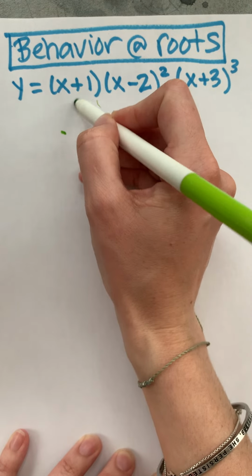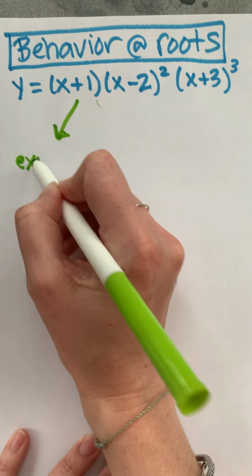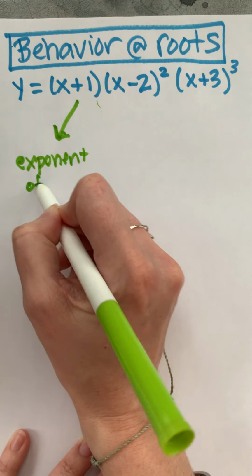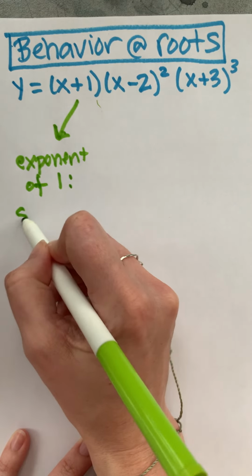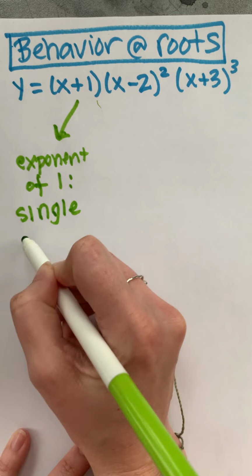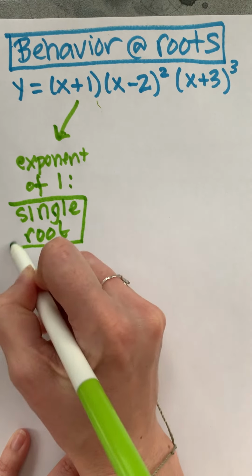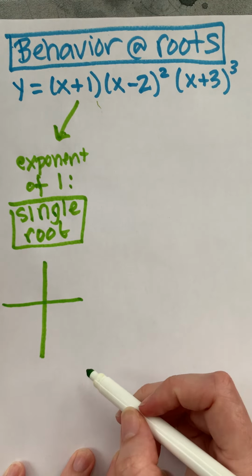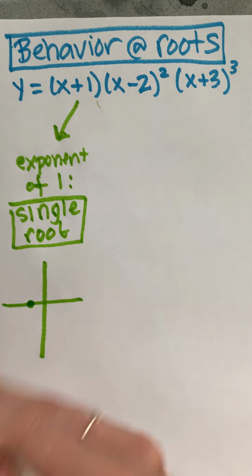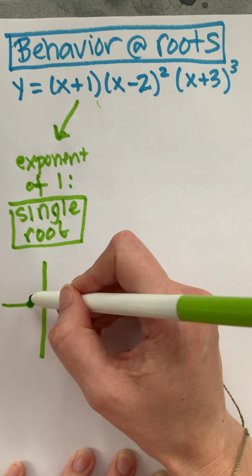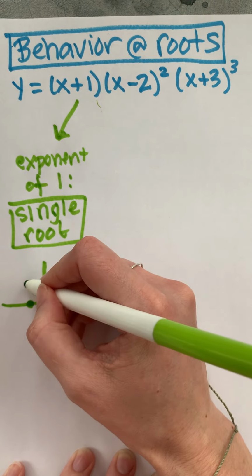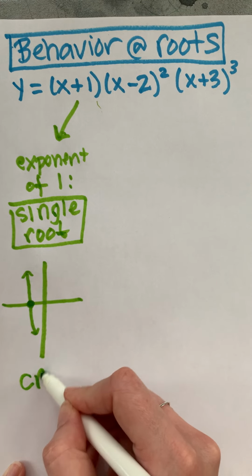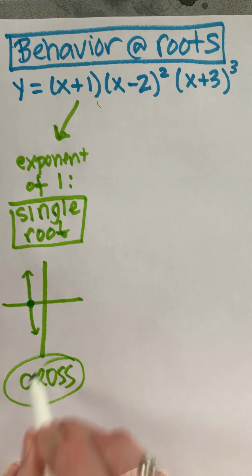So this first one here, since it has an exponent of 1, we call that a single root. What that means is, on the graph, this would be crossing my x-intercept at -1. So at -1, no matter what the rest of the graph looks like, a single root will simply cross directly through that point. So a single root is what we call a cross behavior.